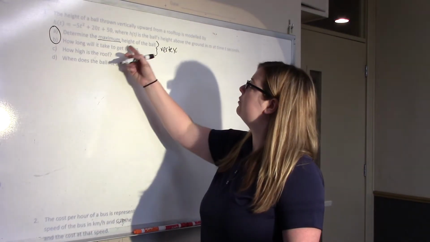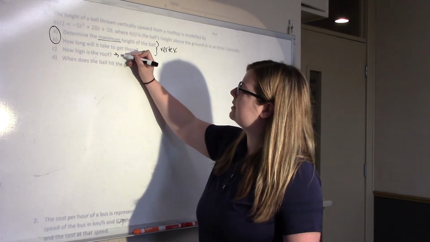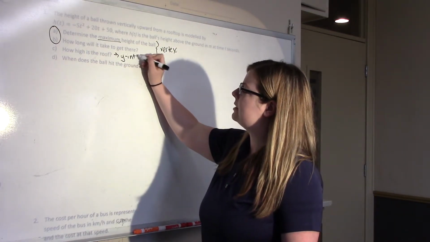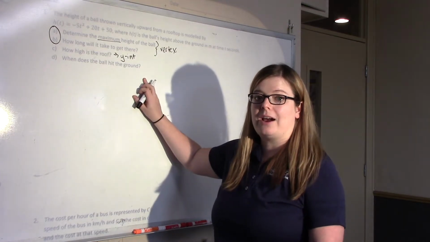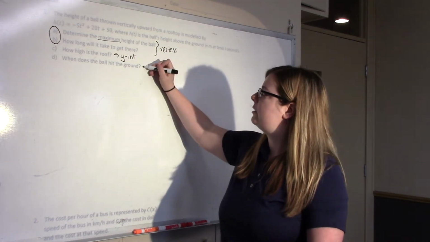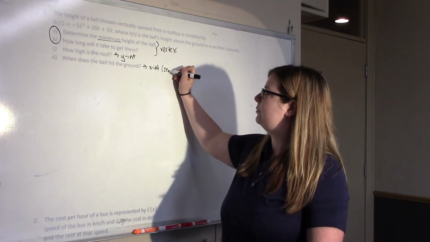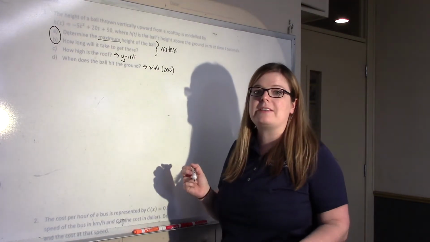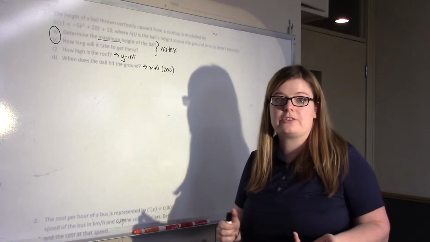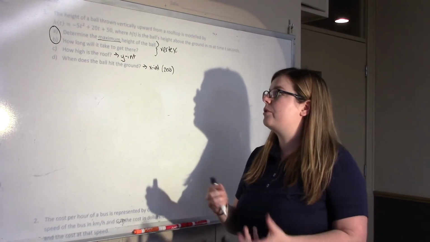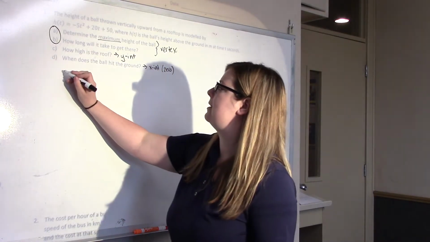How high is the roof? Well, it's thrown from the roof, so this is really just asking for the y-intercept. And when does the ball hit the ground? So when is height 0? That's asking for the x-intercept, or the zero. Okay, so now that we've identified what features each of these refer to, we can go through and do the math. So we can kind of do A and B together.